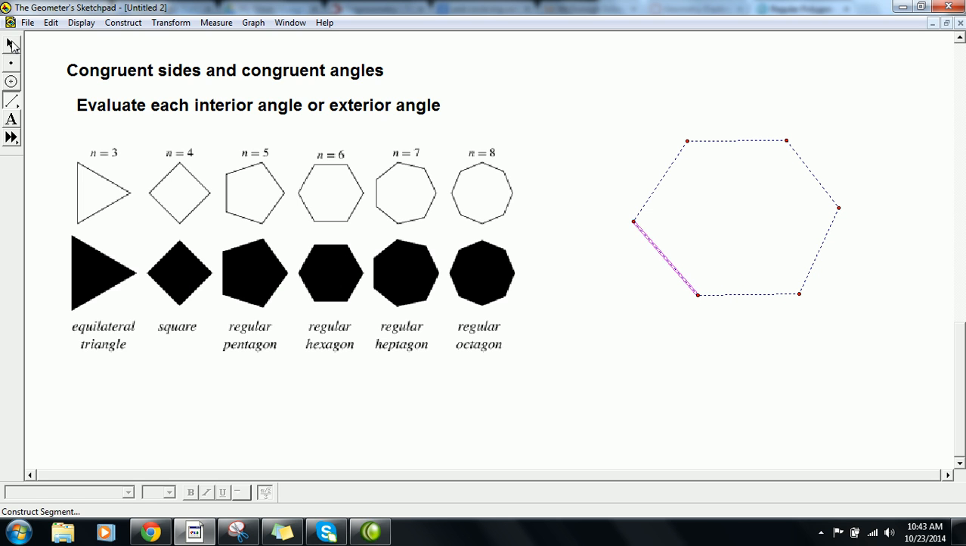Okay, that's a quick sketch. Not perfect, but it'll work. Okay, so there's a regular hexagon, meaning all the sides are congruent and all the angles are congruent, right?